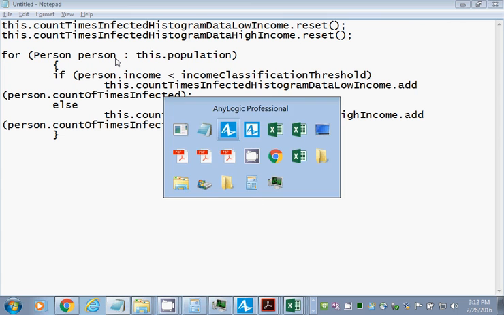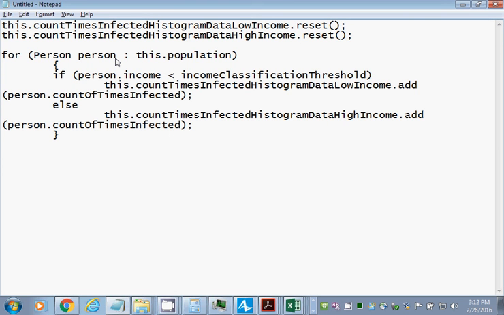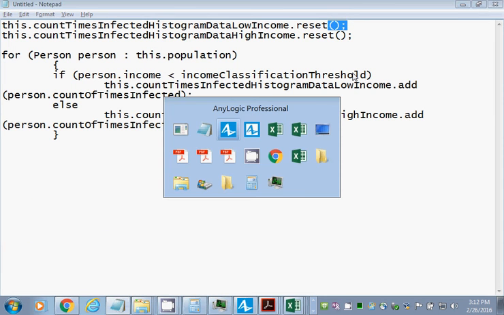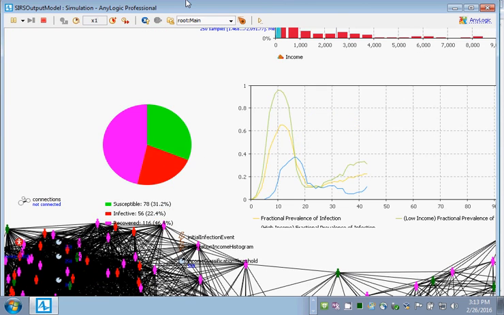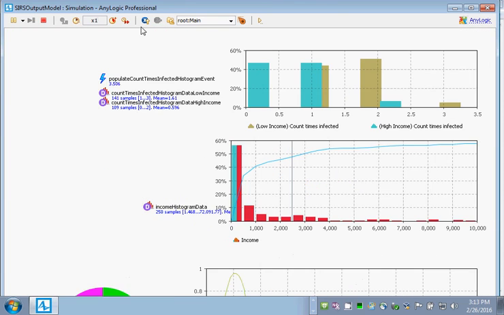If the population is less than that, then you hit the low income unit. Low income. And if it's greater than that, then you have this. There's quite a few high income that are not infected at all. And of those who are infected, even of those that are infected, they tend to be infected fewer times. Count of times infected. Now, histogram.